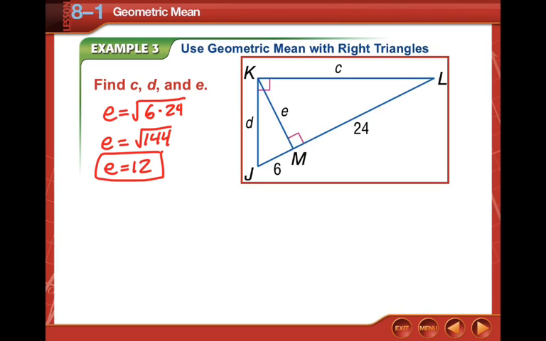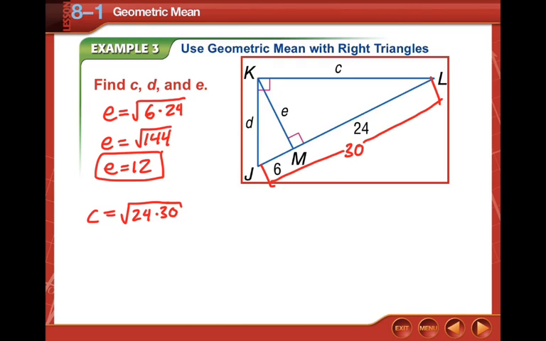So now we need to look at C and D. So C is one of our legs, and it is going to be equal to, now before we do anything, we need to know what the entire length of our hypotenuse is. So J to L just means we need to add the 6 plus 24, which gets us 30. So now that we have that, the segment of the hypotenuse adjacent to C is 24, and we multiply that by 30 inside of our square root.